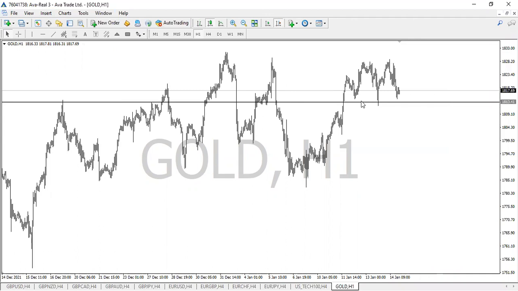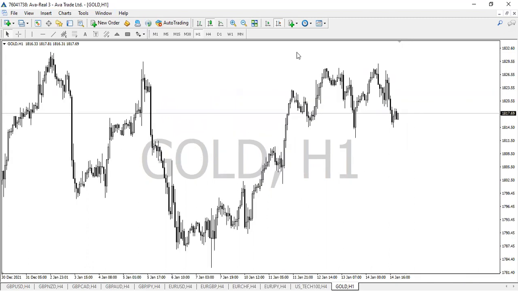For me, I always look for channel and trend line. I use channel and trend line to analyze, because channel and trend line follows the trend. We have downtrend, we have uptrend, and also sideways. So in this case, if you're going to look at gold, you will notice that this is what we have.